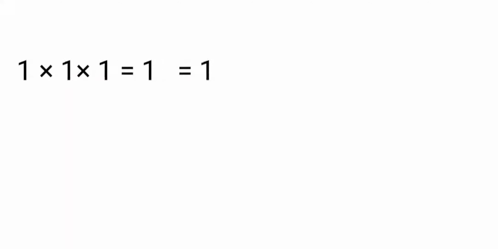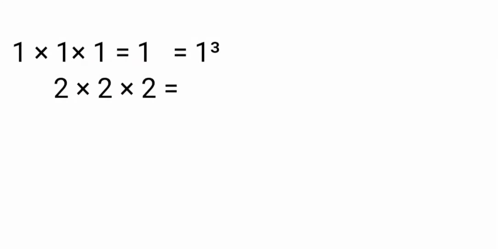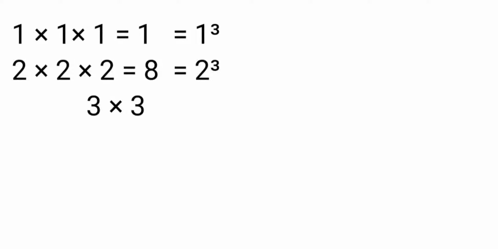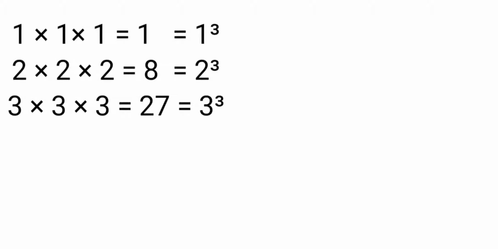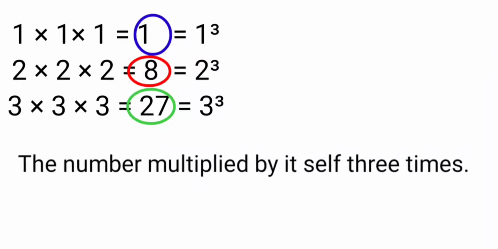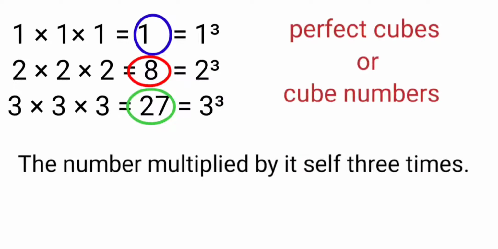We know 1 into 1 into 1 is 1, that is cube of 1. Similarly 2 into 2 into 2 is 8, that is cube of 2. 3 into 3 into 3 is 27, that is cube of 3. So 1, 8, 27 is a perfect cube, the number multiplied by itself 3 times. So 1, 8, 27 is a perfect cube or cube numbers.